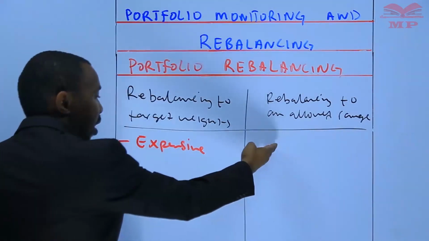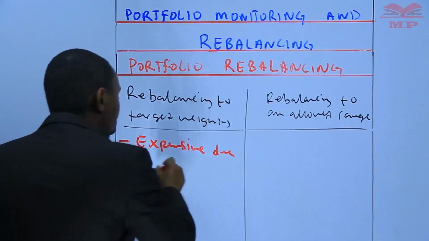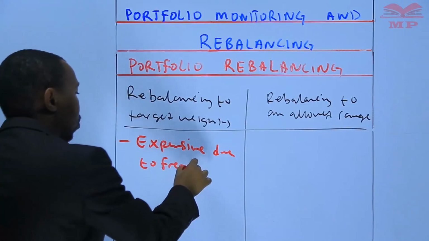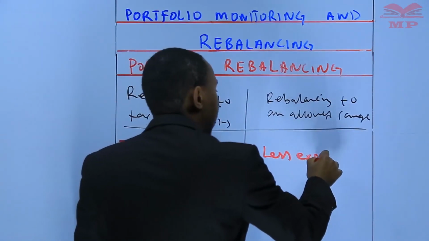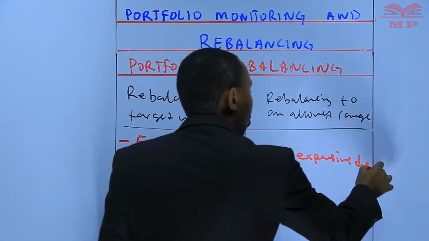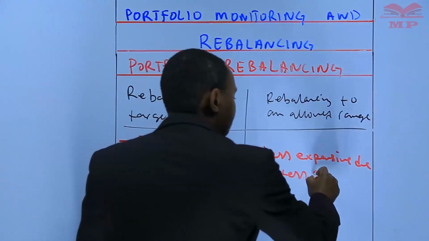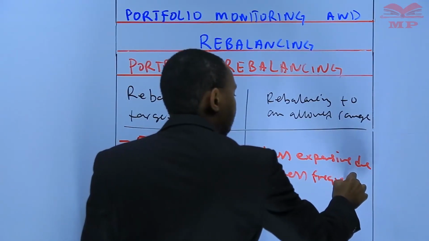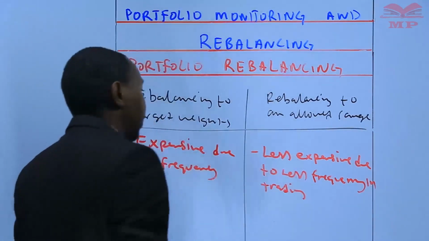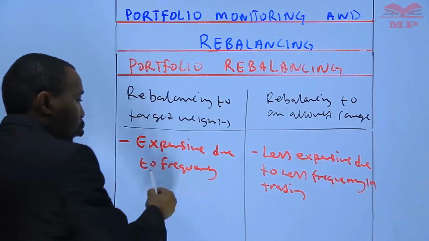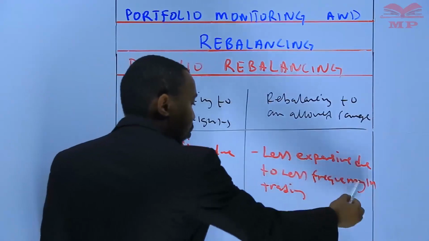This is less frequent over here, and this is more frequent over here. Because of frequency, target weights is expensive, while the allowed range is less expensive due to fewer transactions taking place, less frequency in trading. So this is expensive due to frequency, or it's more frequently performed, and this is less expensive due to less frequency in trading.